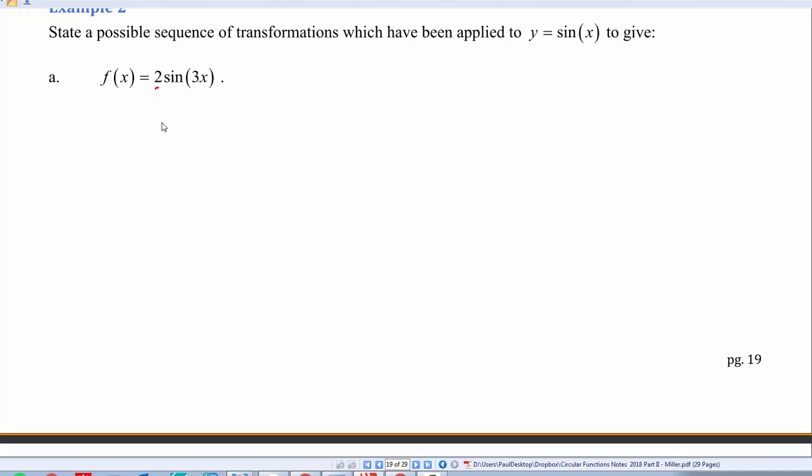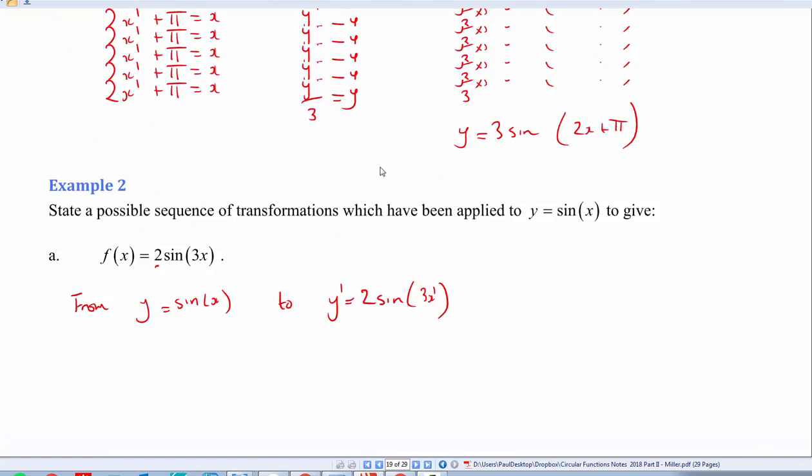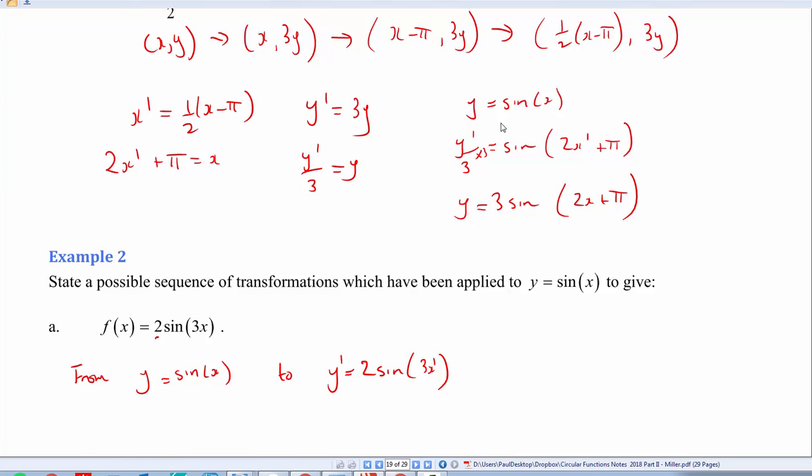So we're going from y equals sine x to y equals 2 sine 3x. This is the original, this is the image, so I'm going to put my dashes in there. Now what I want to do is reconfigure this to look like what it was when I ran this step and substituted.